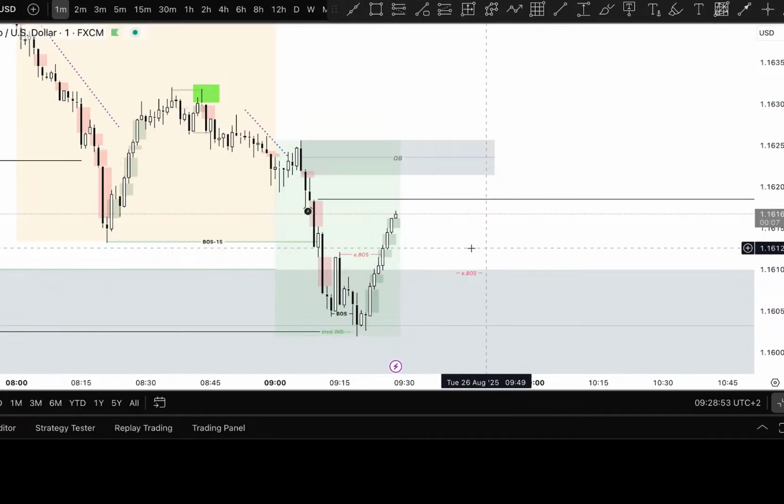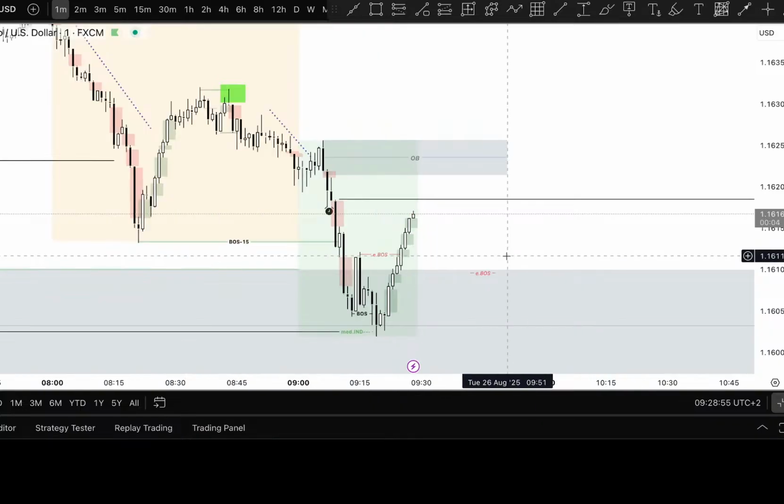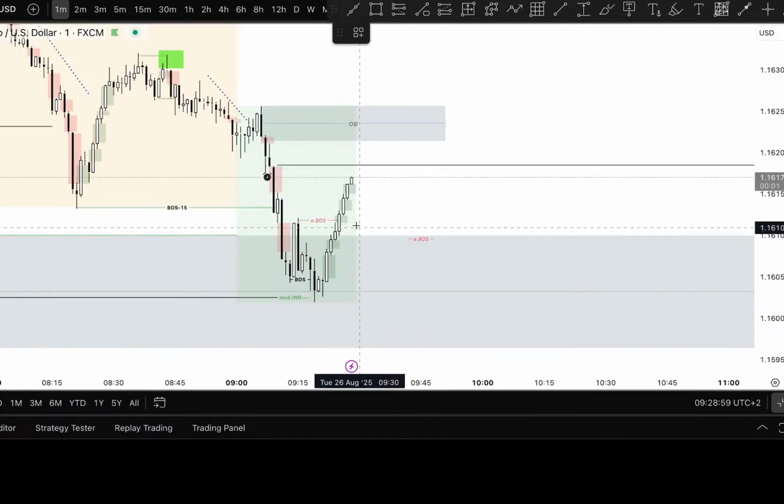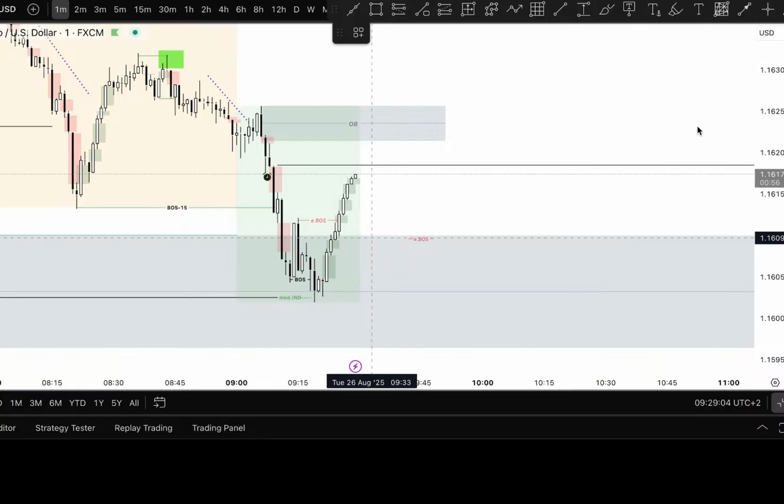Yeah, like I said, we might not get an entry here, but I will definitely enter here. So the aggressive way to enter is when the price comes down somewhere around here.